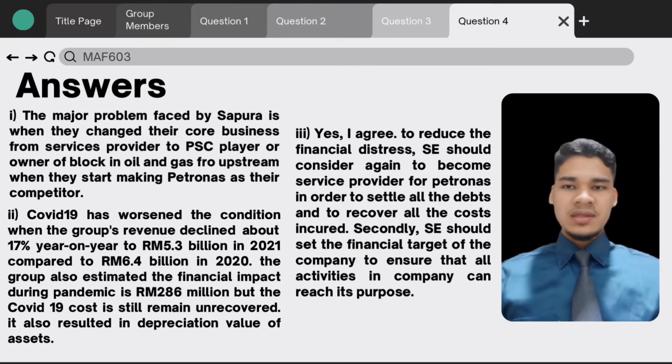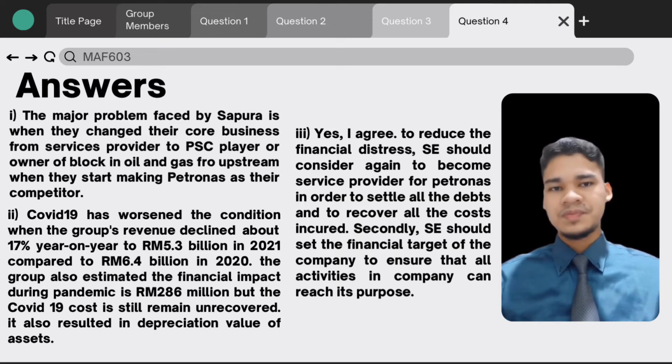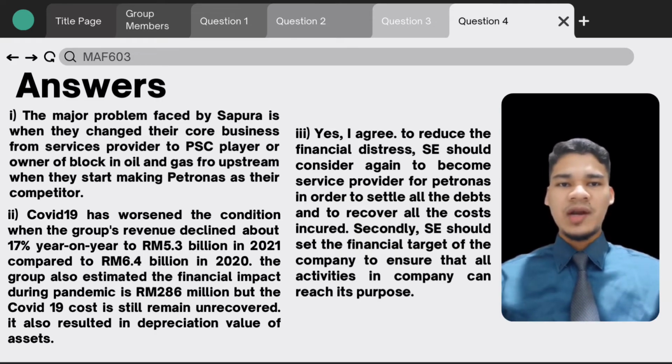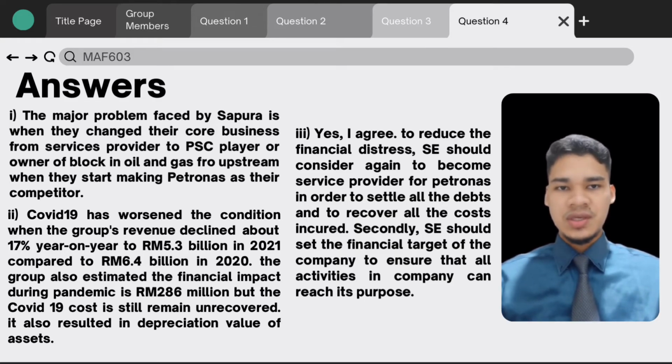The third Roman, the answer is yes. The recommendation to reduce the financial stress: Sapura Energy should consider again becoming a service provider for Petronas in order to settle all the debts and recover all the costs incurred. Secondly, Sapura Energy should set the financial target of the company to ensure that all activities in the company can reach its target or its purpose.